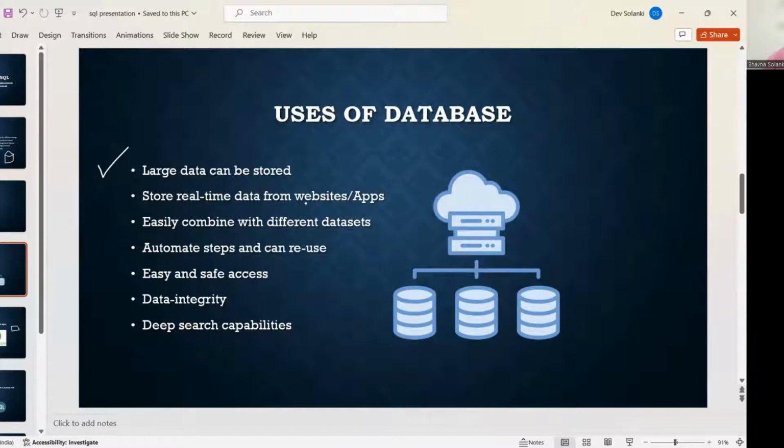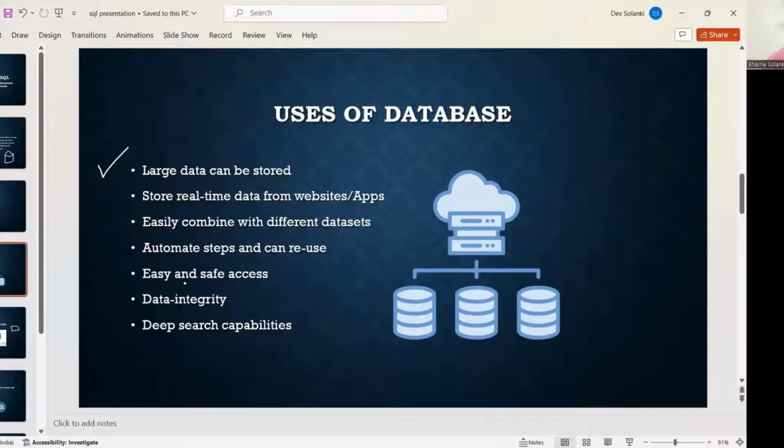Databases can store real-time data from websites. Any e-commerce website data can be stored directly in databases. Then we can easily combine different data sets on the basis of a particular key. Then we can automate steps and reuse them in databases. If we make any changes, they can be directly applied in databases with the help of database management system software. So it is automated in nature, it can save our time and make our work more productive and effective.